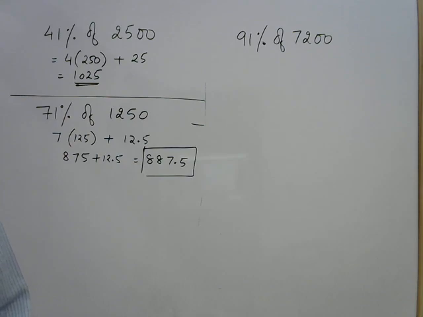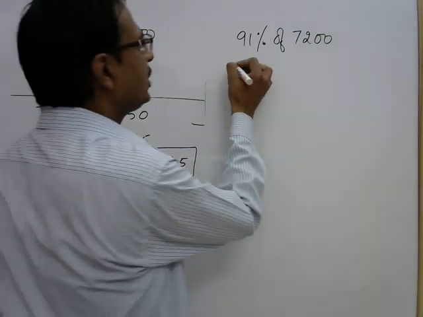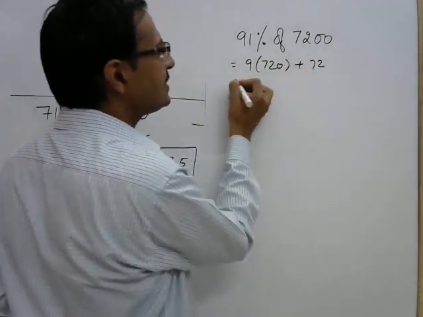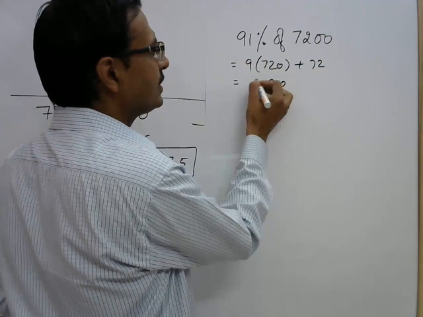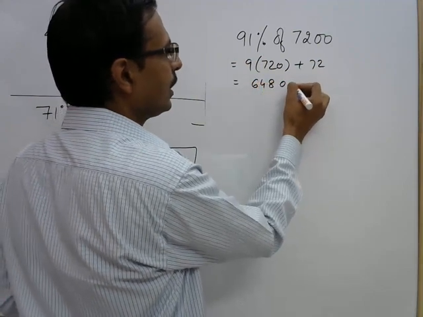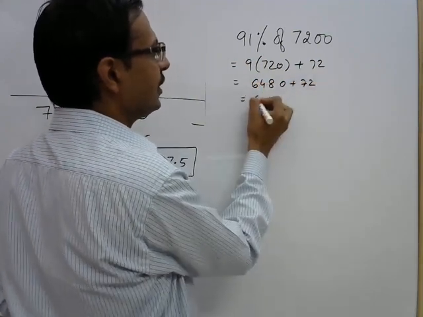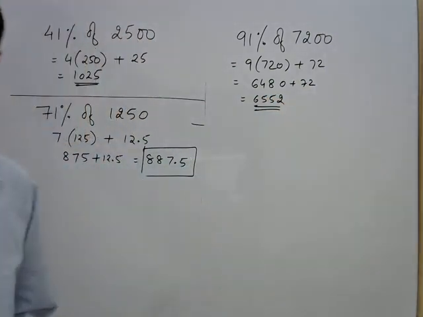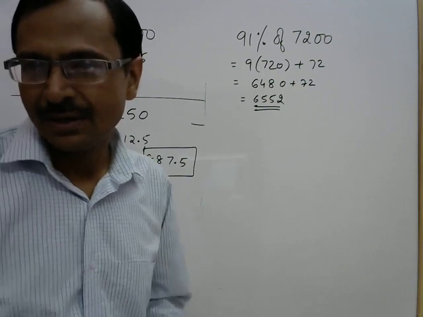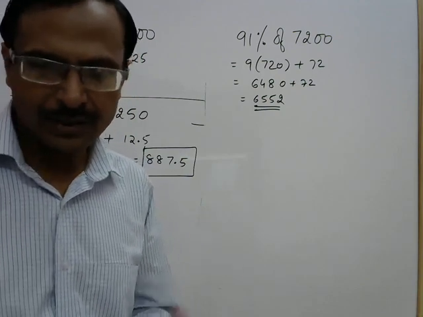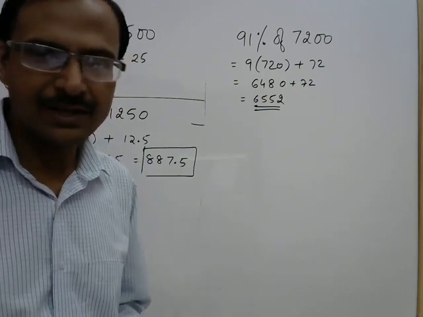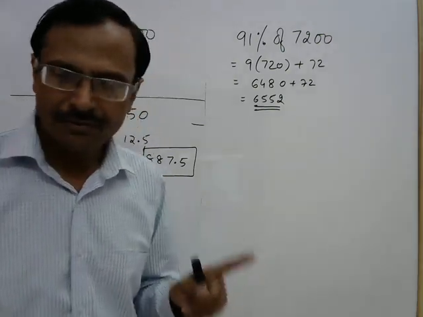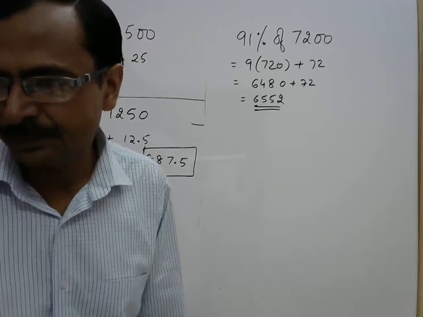Let's check this one. So this is 9 into 10%. 10% is 720 and 1% is 72. Very easy. So 0, 8, 1, 6, 4 and 72. So 6552. Very, very well done. I must appreciate the speed there. 6552 was the correct answer given by Yashwant. I think he got it in 3 seconds only. And that is my intention. You need to calculate all percentages within 5 seconds.